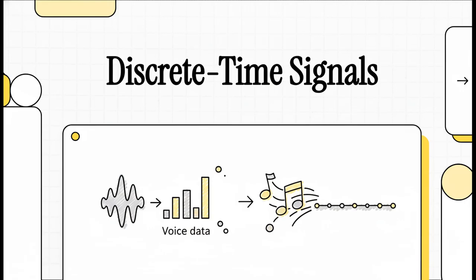Have you ever wondered what your voice actually looks like as data? Or how a digital song is even stored on your phone? Well, it all comes down to something called discrete time signals. These are the fundamental building blocks, the actual language of all digital signal processing. So let's get right into it and see how this all works.